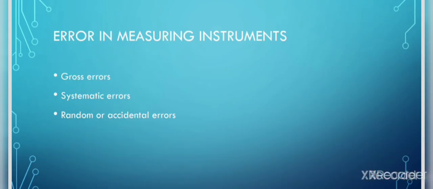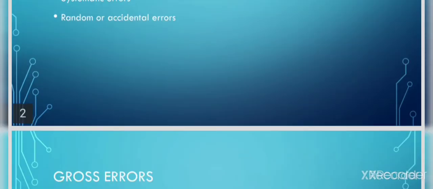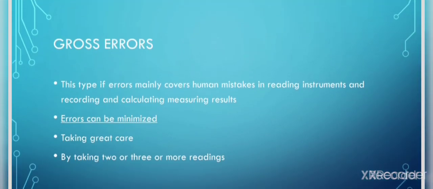Errors are mainly classified into three types: gross errors, systematic errors, and random errors. Random errors can also be known as accidental errors. First, gross error. This class of error is mainly caused by human mistakes in reading instruments, recording, and calculating measurement results. So the mistakes caused by humans are known as gross errors.